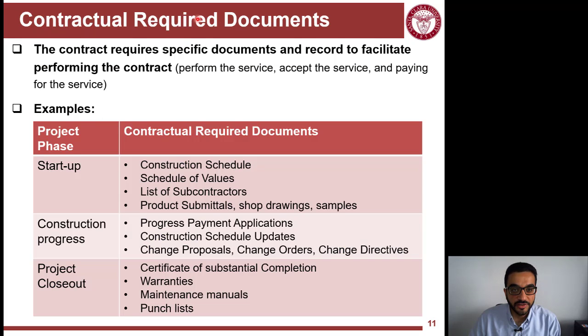So the first category here is contractually required documents. So the contract requires you as a contractor to document specific aspects. This table here just shows you an example. At the startup, you have to submit your schedule. So this means that I need to prepare schedules and document the changes in these schedules. I need to document the list of subcontractors, and all of this is just a bunch of more and more hours that you have to do.